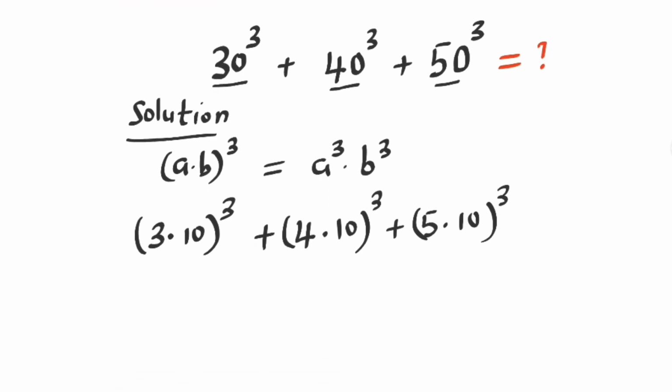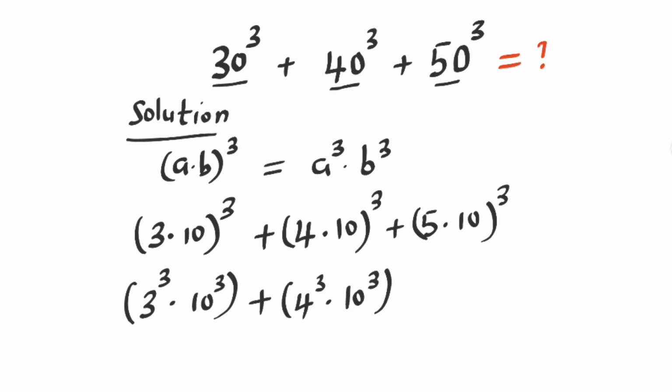Now, this is the same thing as 3 raised to power 3 multiplied by 10 raised to power 3, plus 4 raised to power 3 multiplied by 10 raised to power 3, plus 5 raised to power 3 multiplied by 10 raised to power 3.